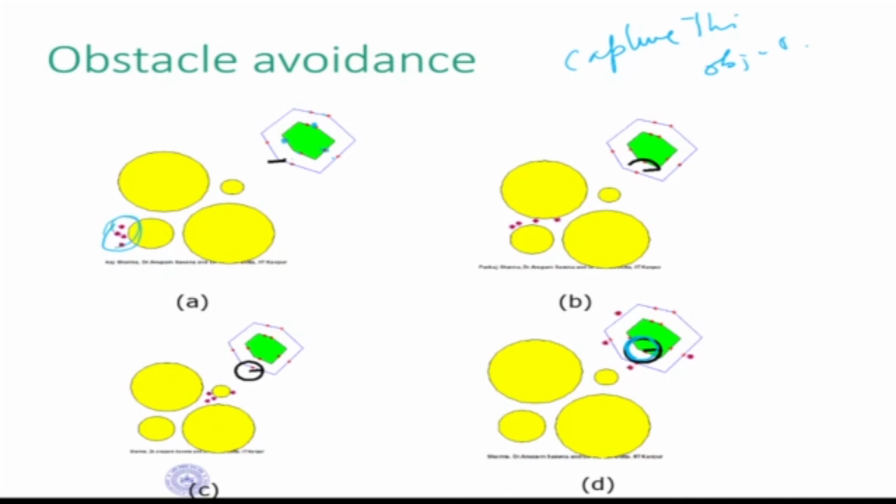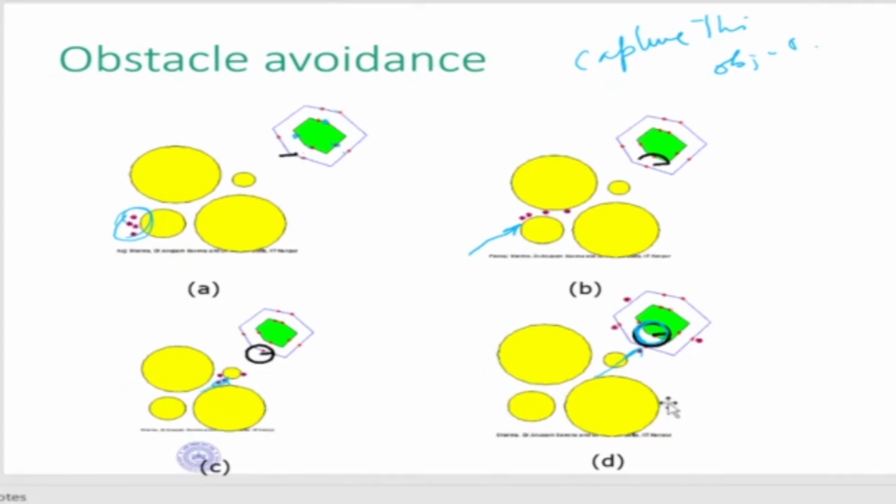So this is the first. You can see the robots are here. Then the robots start moving there. Then the object is moving. Then it goes here, and then finally it goes and captures the object. So this basically shows us the 4 stages in which the robot is going and capturing the object.